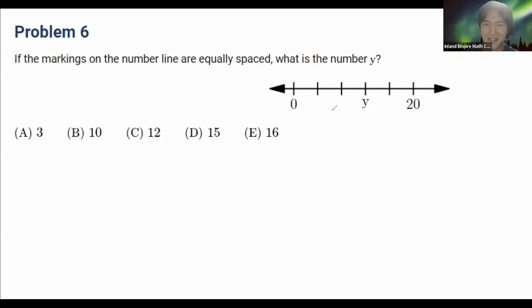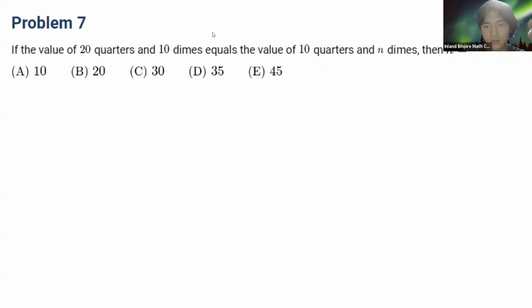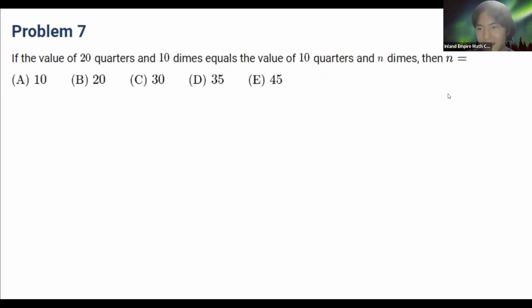Does anyone have any questions about this one? No? All right. Question 7. If the value of 20 quarters and 10 dimes equals the value of 10 quarters and n dimes, then n equals what? Okay, I'm seeing a lot of D's here. So I think everyone is agreeing that the answer is D. Would anyone like to explain how they got this answer?